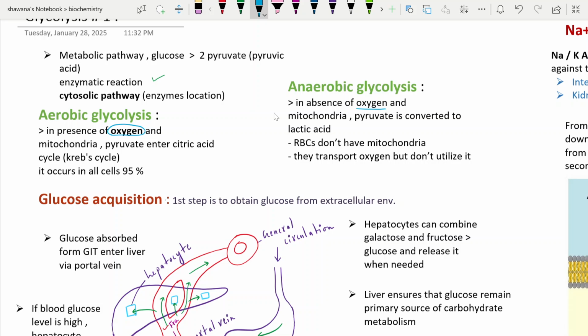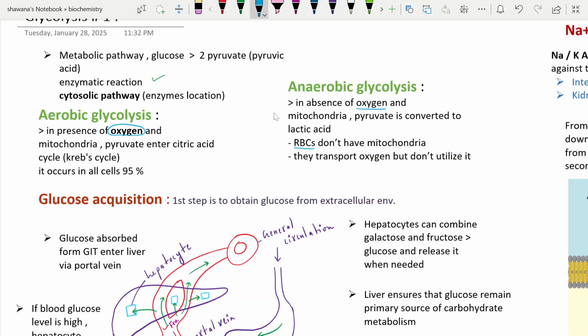Most of the cells in our body use aerobic glycolysis for their functioning, and anaerobic glycolysis is used in those cells which lack mitochondria, for example RBCs and the retinal and corneal cells. The cells of our retina and cornea do not have mitochondria, so they use anaerobic glycolysis in which the pyruvate is converted into lactate. Pyruvate does not go into the Krebs cycle in anaerobic glycolysis.